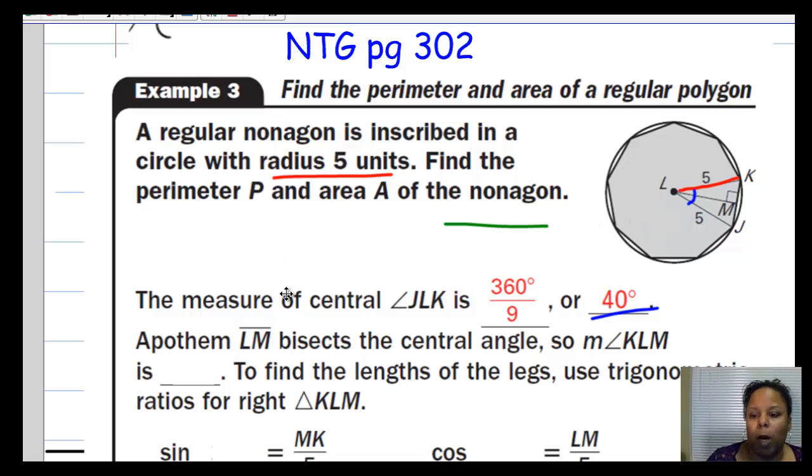Well, why is that important? Well, we know that the apothem bisects this angle, so that means that the measure of the itty bitty angle, angle KLM, is going to be half of this 40 degrees. And so that means that the measure of angle KLM is 20 degrees.